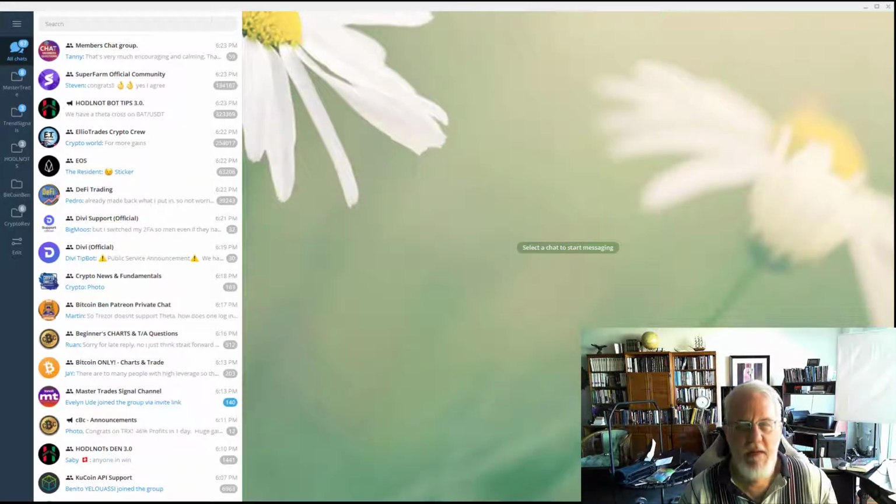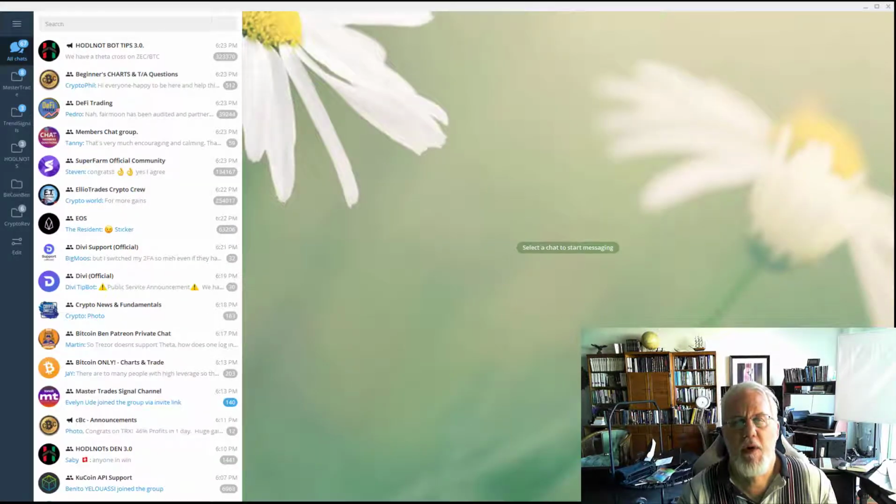Okay, so now I'm in Telegram. If you're going to be working with cryptos a lot and you haven't already used Telegram, you probably need to get that. You can run it on your phone or your desktop, and there's also a web interface, but I think the desktop and phone interfaces are a little better. This is what it looks like. You have all these different groups you could be a part of, and some are free to join and some are paid subscriptions.